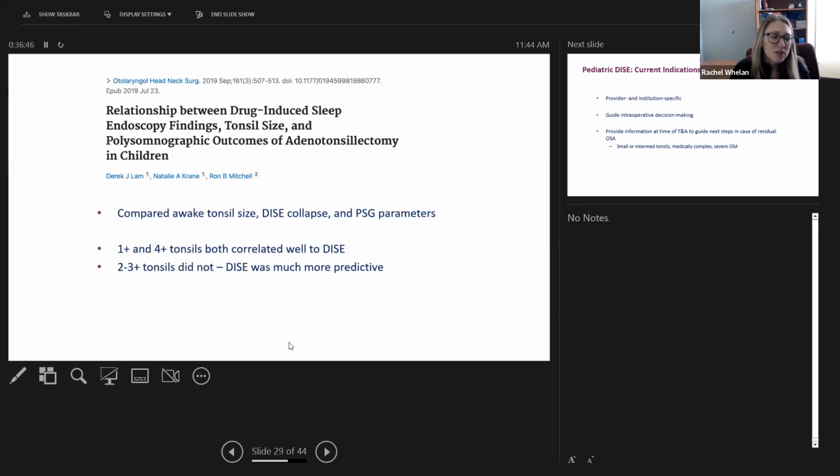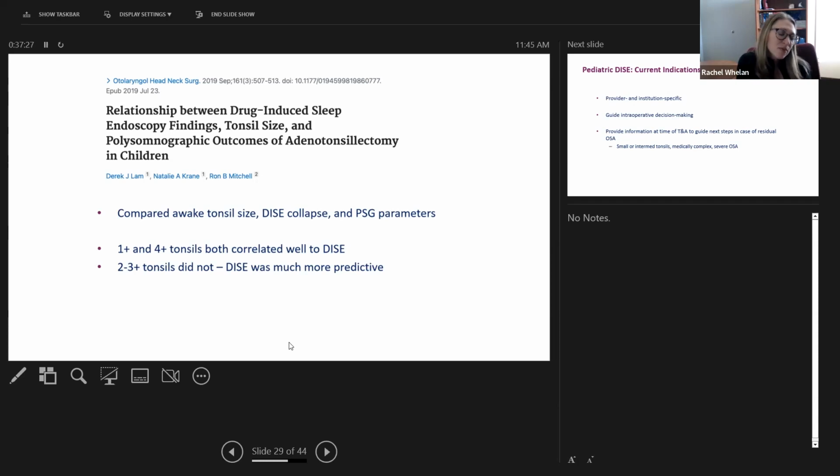And when people are still trying to figure out what is really the role for sleep endoscopy in children, this was a nice study that looked at how awake tonsil size compares to the degree of obstruction on a sleep endoscopy, and how that compares to sleep studies. So where does this fit into our paradigm? Not entirely surprising, super little and super big tonsils correlated really well to sleep endoscopy, meaning 4+ tonsils collapse and cause an issue. 1+ tonsils rarely do.